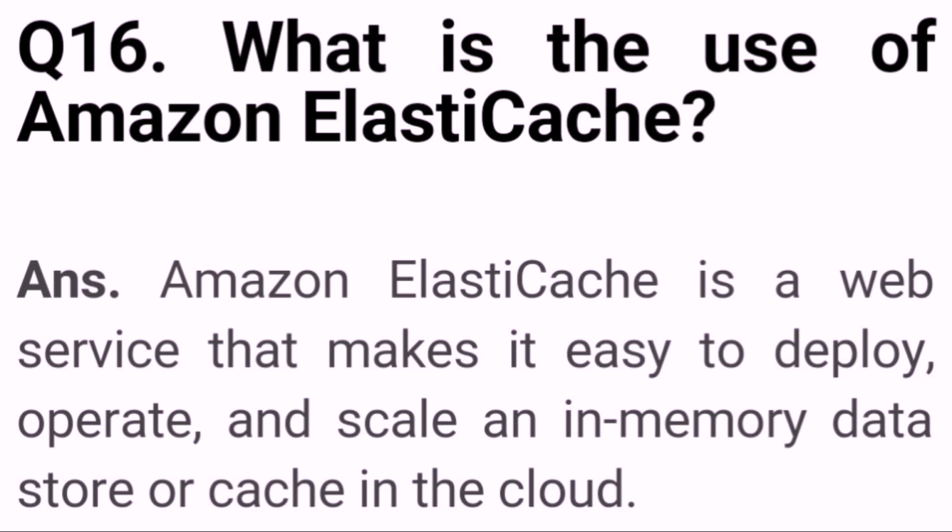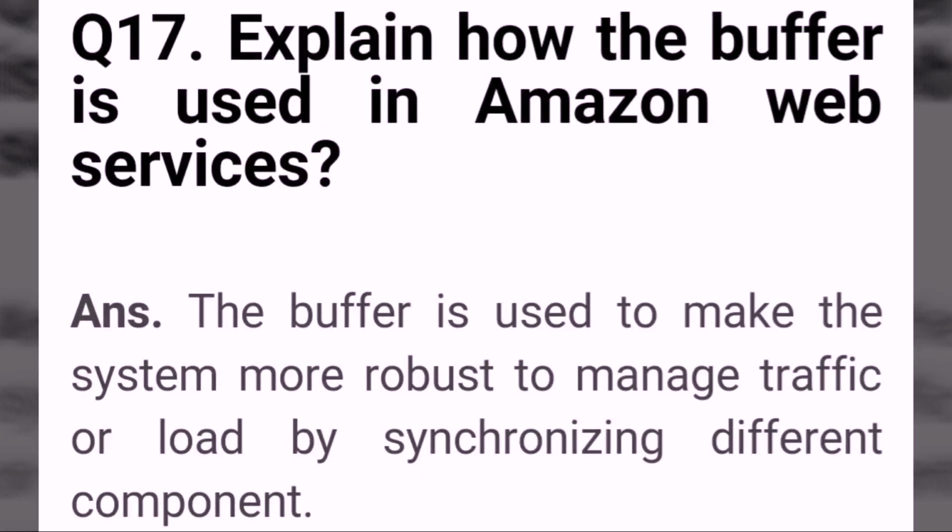What is the use of Amazon ElastiCache? Amazon ElastiCache is a web service that makes it easy to deploy, operate, and scale an in-memory data store or cache in the cloud. Explain how the buffer is used in Amazon Web Services. The buffer is used to make the system more robust to manage traffic or load by synchronizing different components.